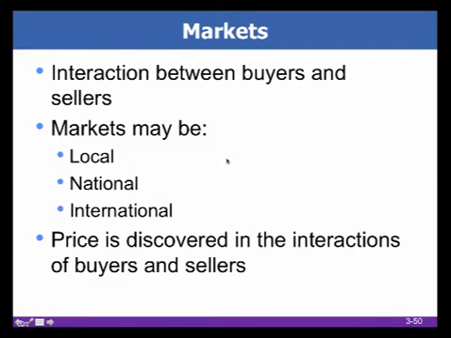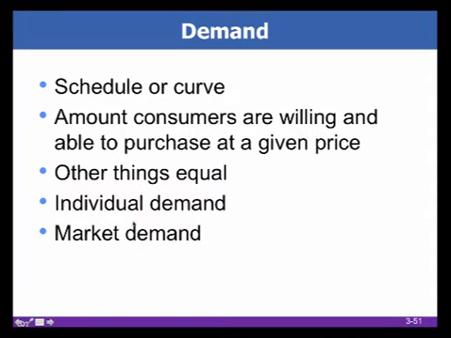Okay, sorry about that. So a market is anywhere that buyers and sellers interact. Okay, so we've got the interaction of buyers and the interaction of sellers going on here. And that can be local, it could be national, international. And price is going to be how these two groups talk. So price is everything in a manner of speaking.